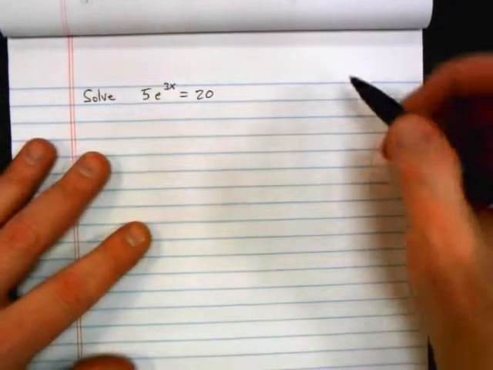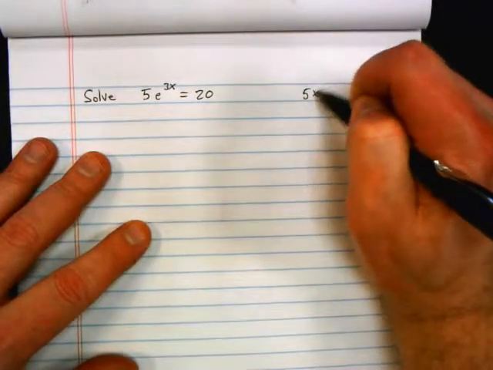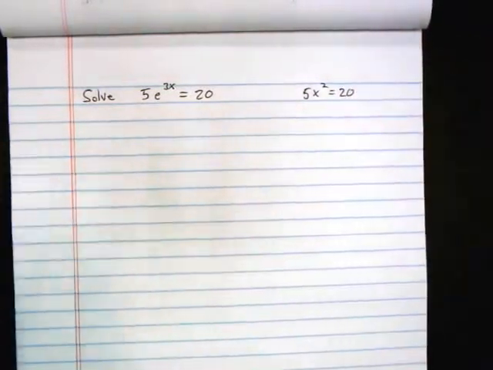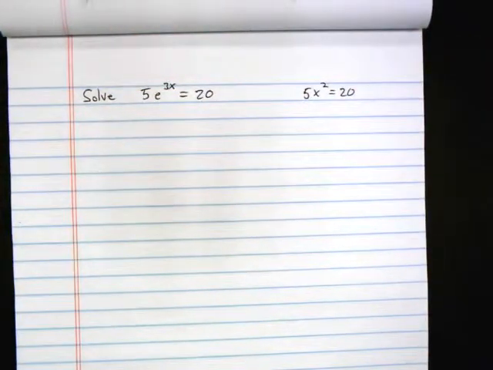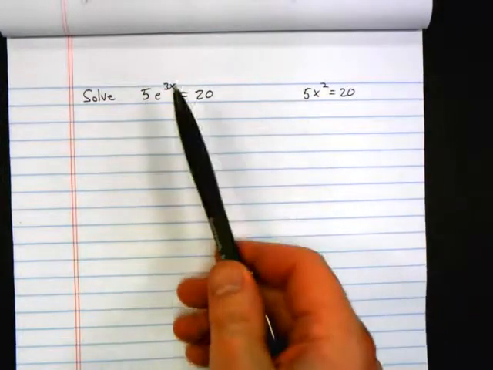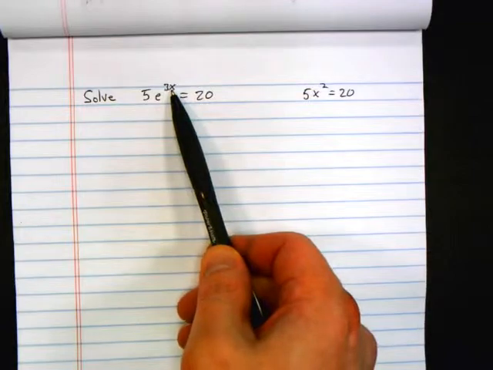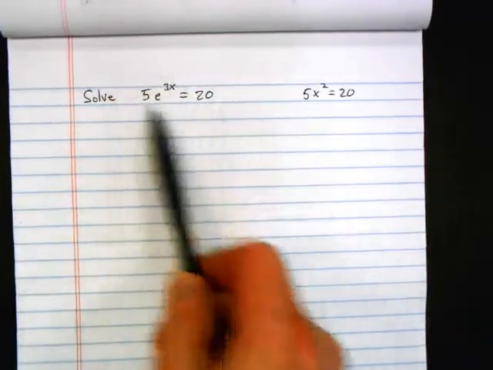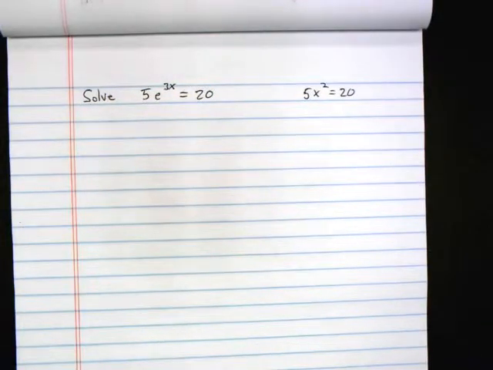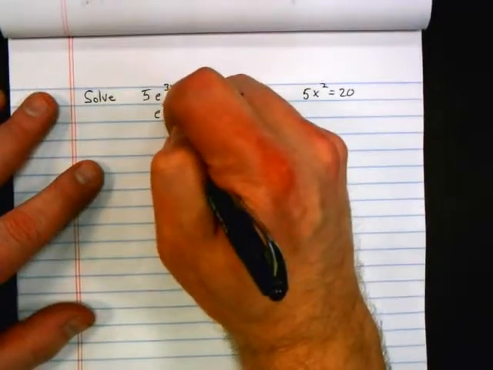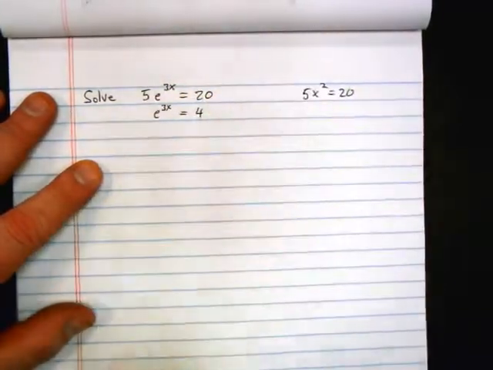As opposed to something like this. That one's not exponential. What kind of equation is that one? That one's quadratic. Okay? But that's the difference. When the variable is in the exponent, they're called exponential. All right, how do you solve exponential equations? Divide by 5. You divide by the 5 first. And then you said do what?